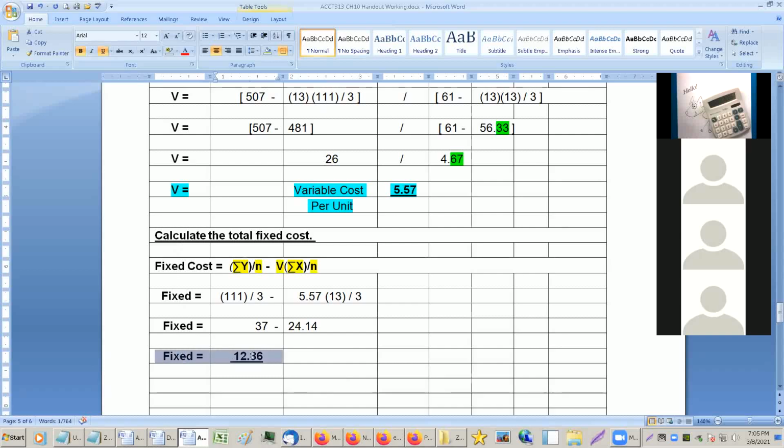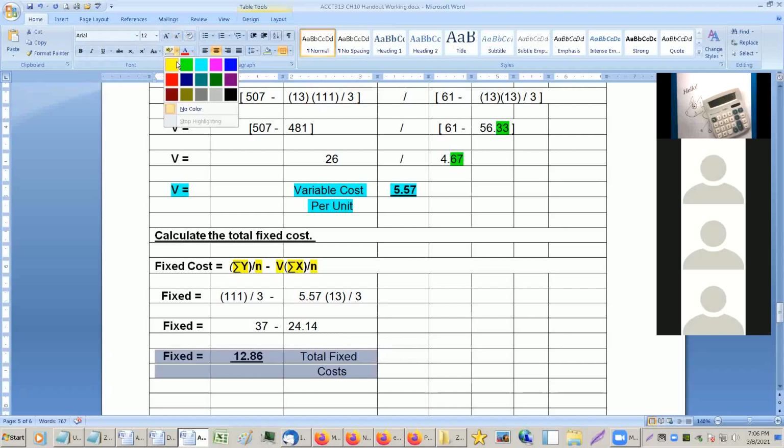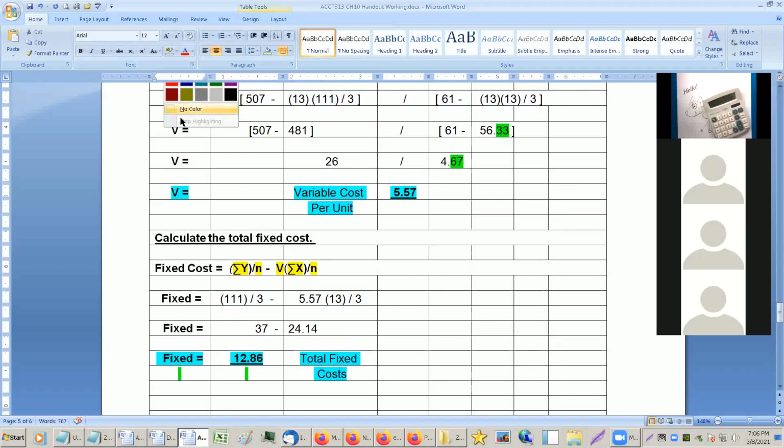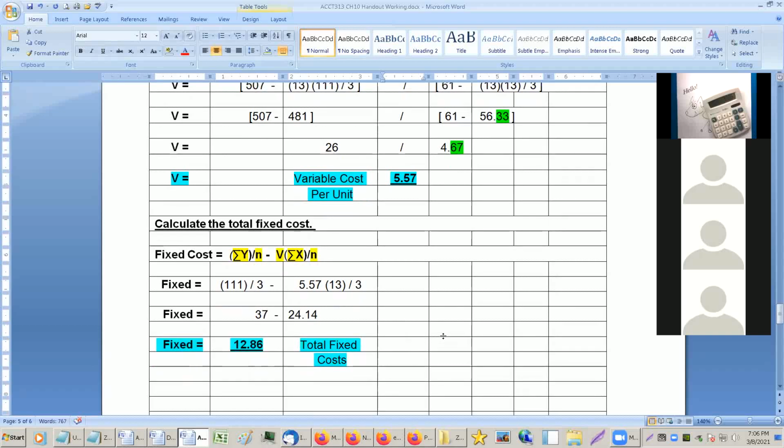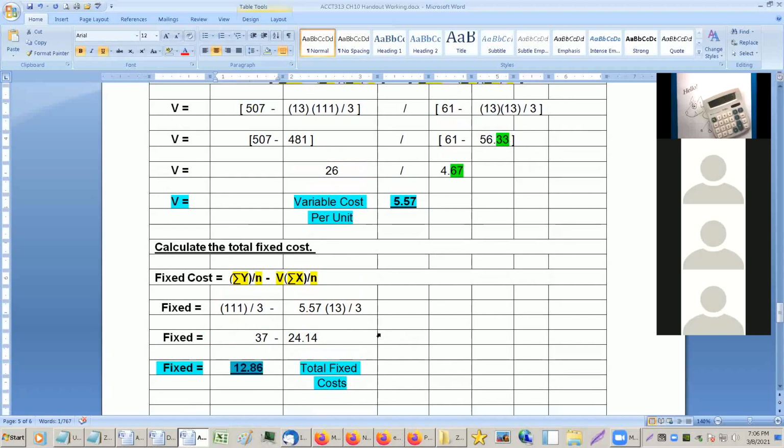And so this would be our best estimate of our total fixed cost. We'll also make that turquoise. So this would be the best estimate of our variable cost. This would be the best estimate of our fixed cost. And again, we used all the data.